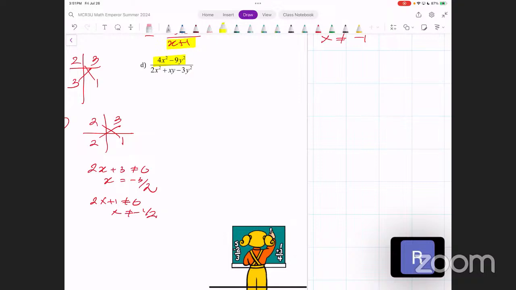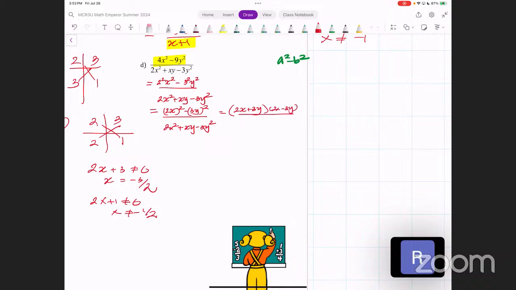There are 2 terms. You got a minus sign in the middle. We have to think about this being in the format of a squared minus b squared, isn't it? And then you can obviously say there's a 4 there, which is 2 squared x squared minus 3 squared y squared. We will deal with that later. Now, obviously, you can see 2x whole thing squared minus 3y whole thing squared. So this is going to be 2x plus 3y, 2x minus 3y, isn't it?